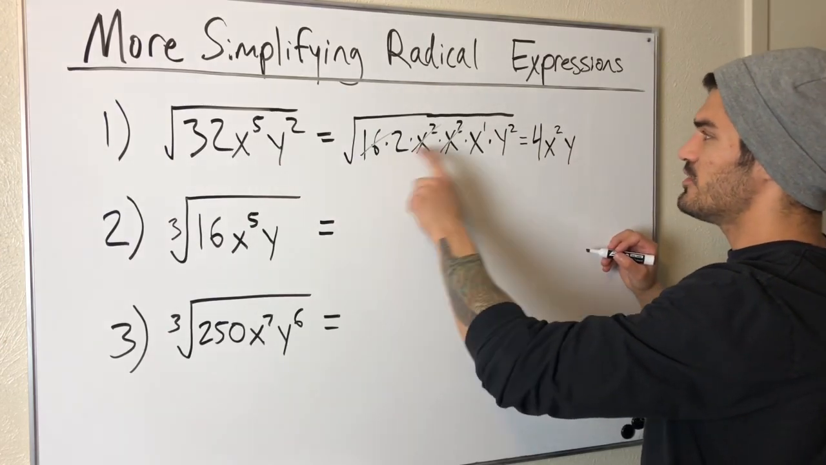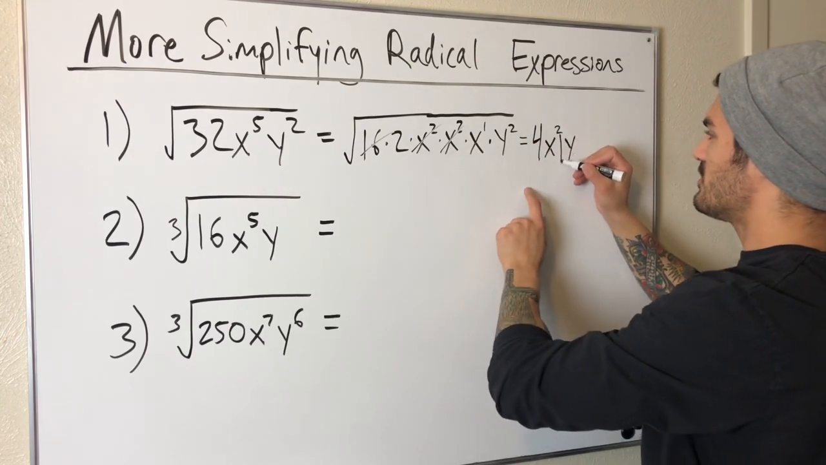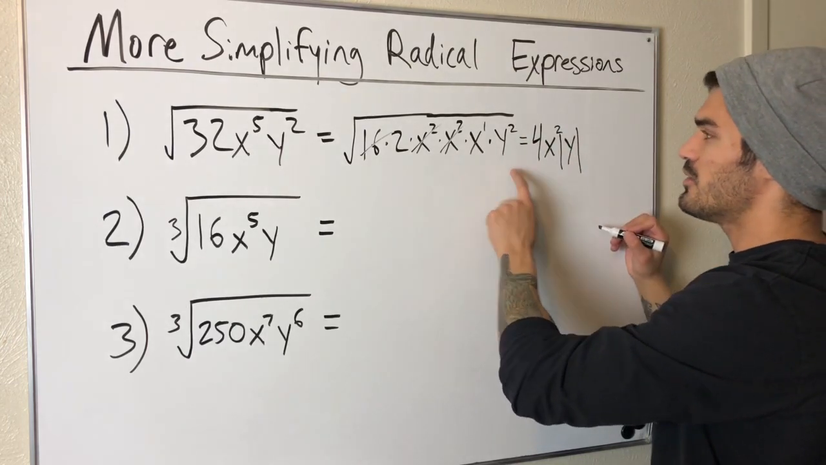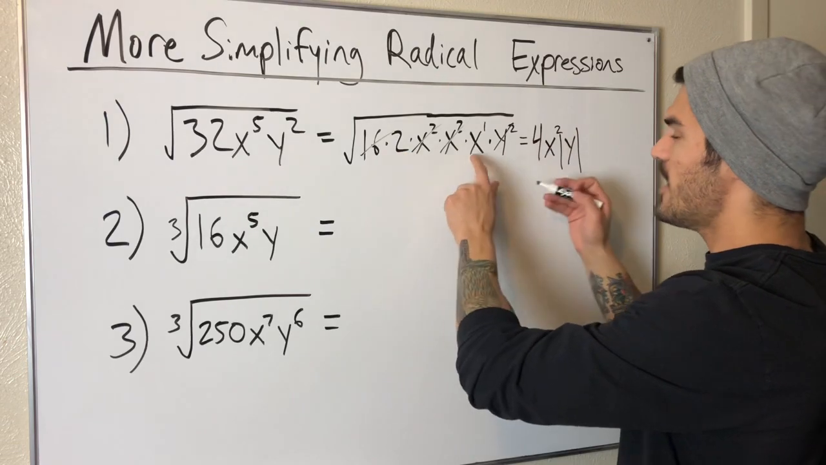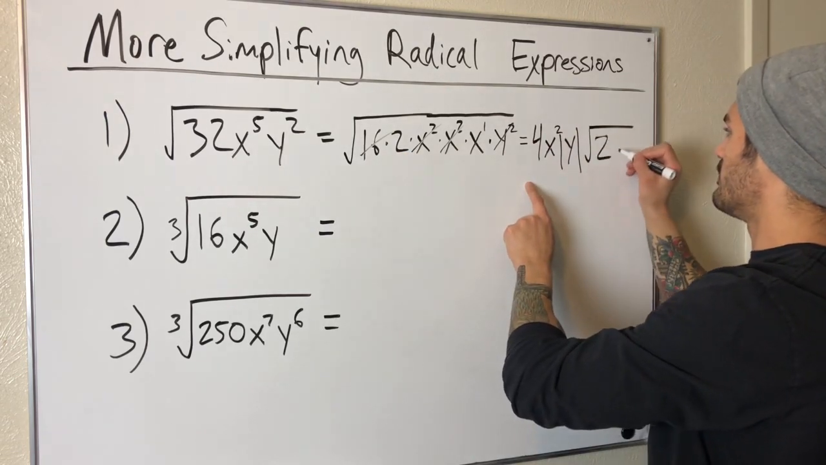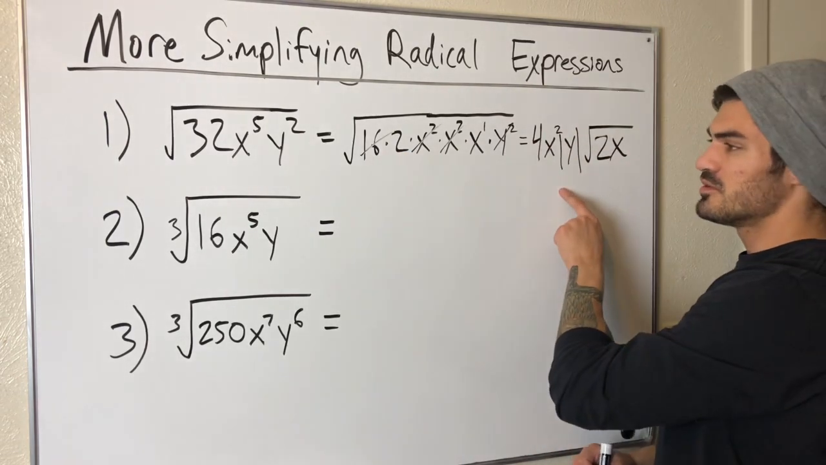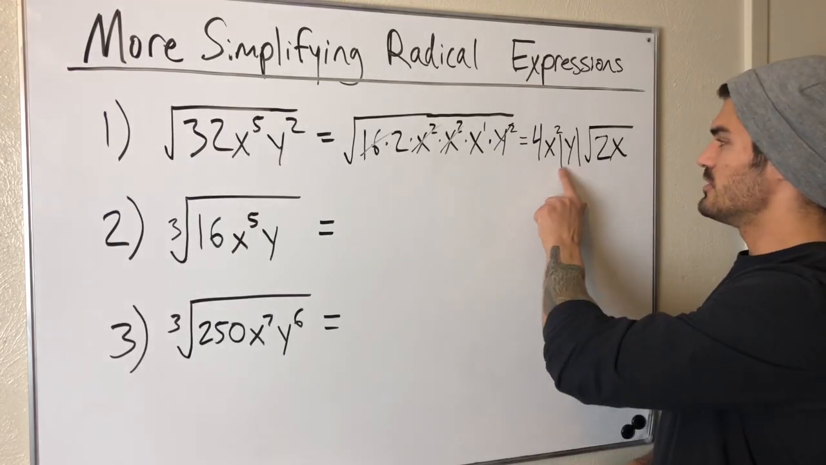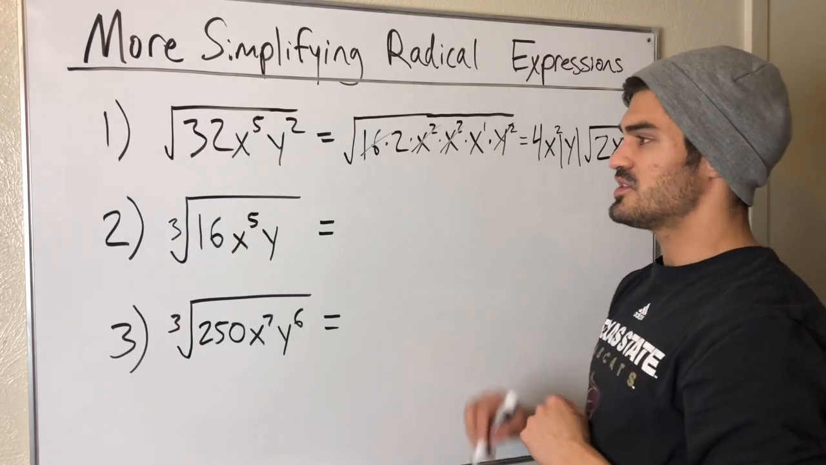And because this is an even root and this is an odd power, we technically need a little absolute value around our y. And what's left in here? 2x, right? And there we go. Sorry, the absolute value is a little messy, but that is the final simplified form.